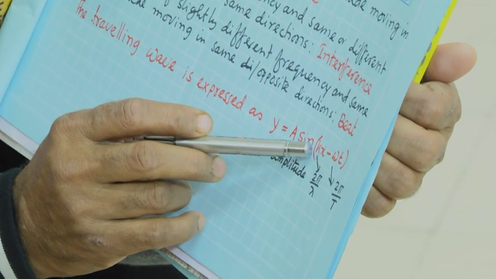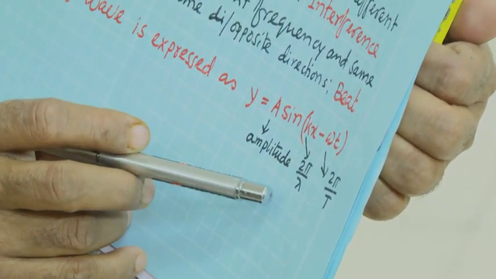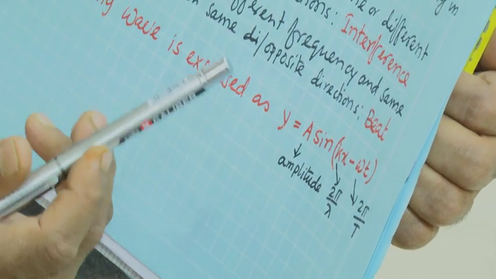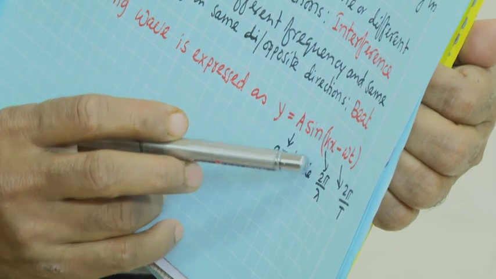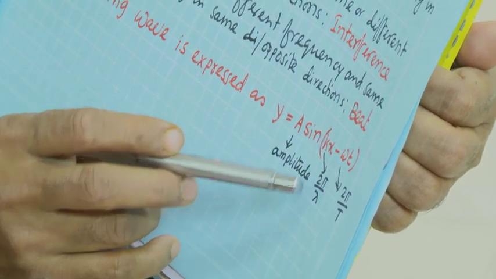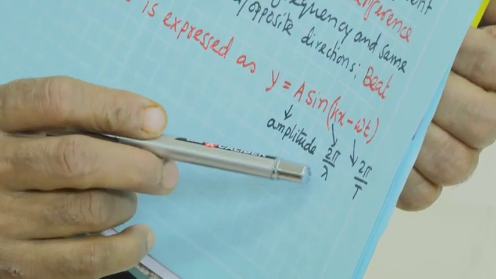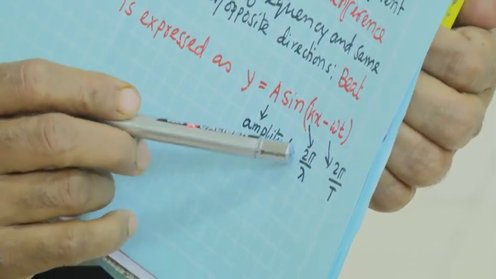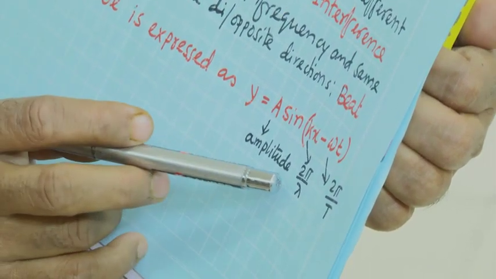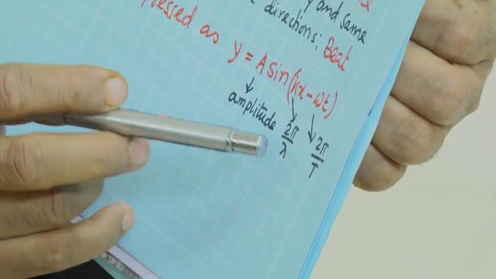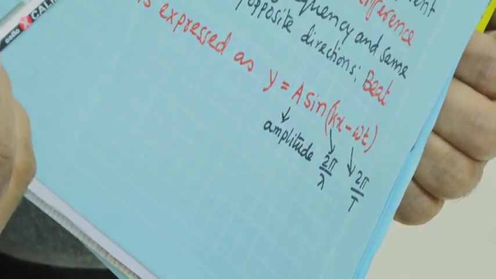So k is 2π by λ. We call this k the wave vector. So k = 2π/λ, and ω = 2π/T. So λ and T: λ is the periodicity in length. Okay. And this T, capital T, is the periodicity in time.